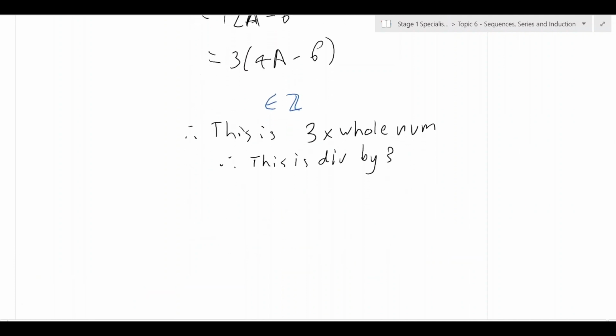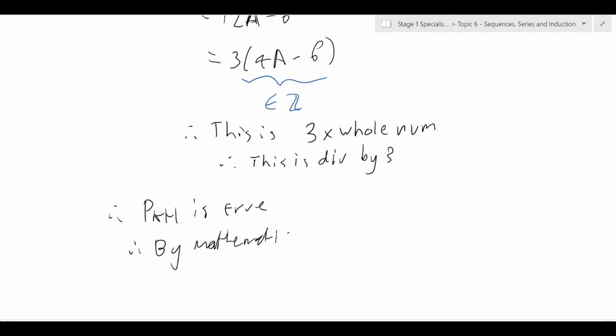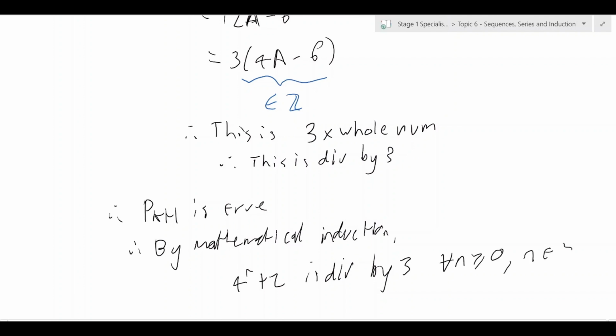What we say is, therefore, Pk+1 is true. Therefore, by mathematical induction, 4^n + 2 is divisible by 3 for all n greater than or equal to 0, n in Z. Done. Hopefully that was a bit nicer than the summation ones.